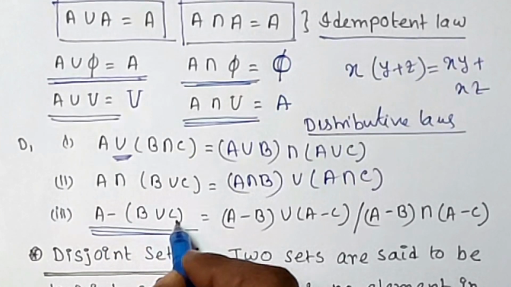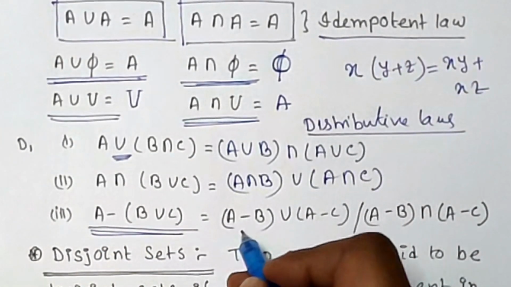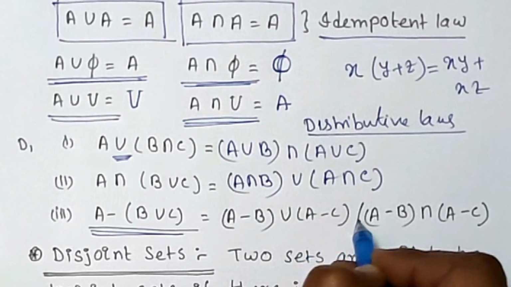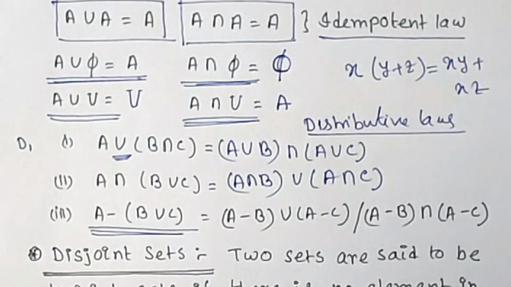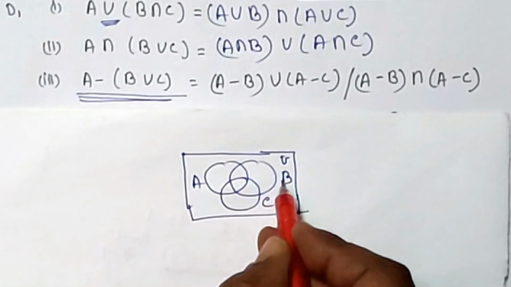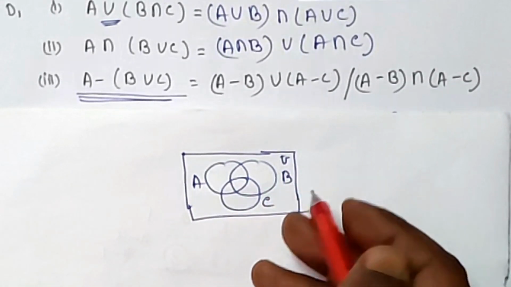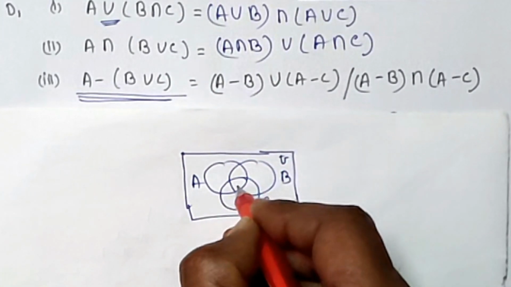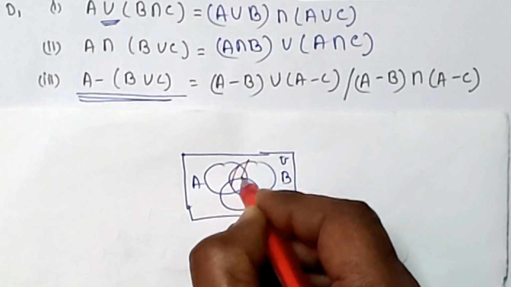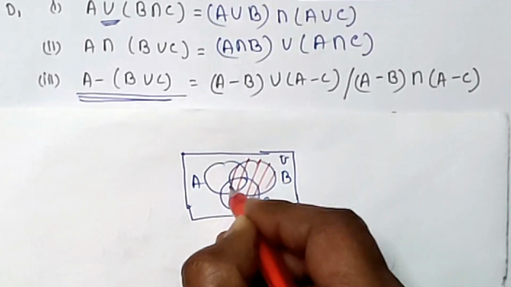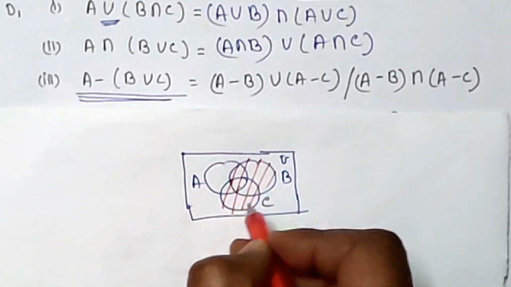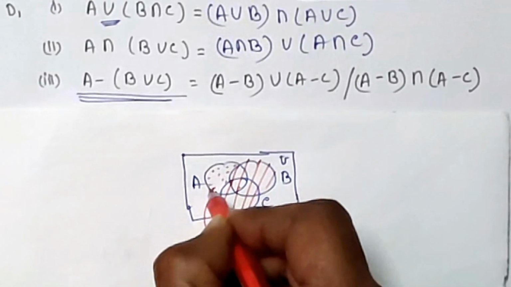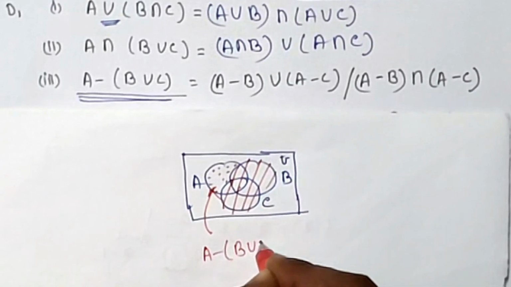Suppose A minus (B union C). Which one is correct? (A minus B) union (A minus C) or (A minus B) intersection (A minus C)? Suppose this is set A, this is set B, this is set C, and this is set U. A minus (B union C). B union C means this set. Now A minus (B union C) means this is A minus (B union C).